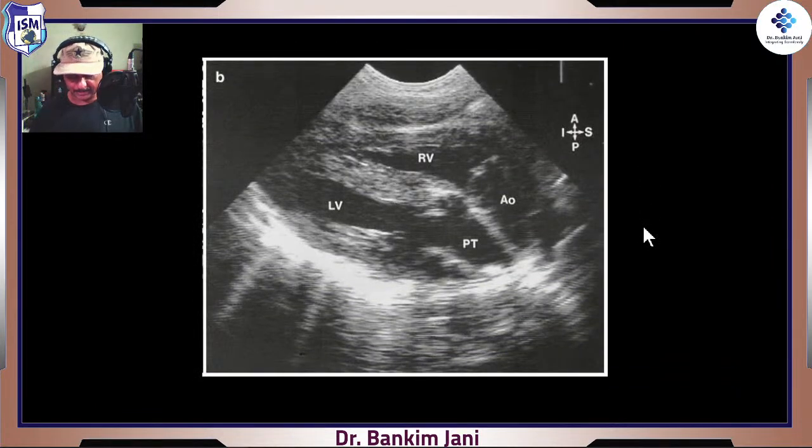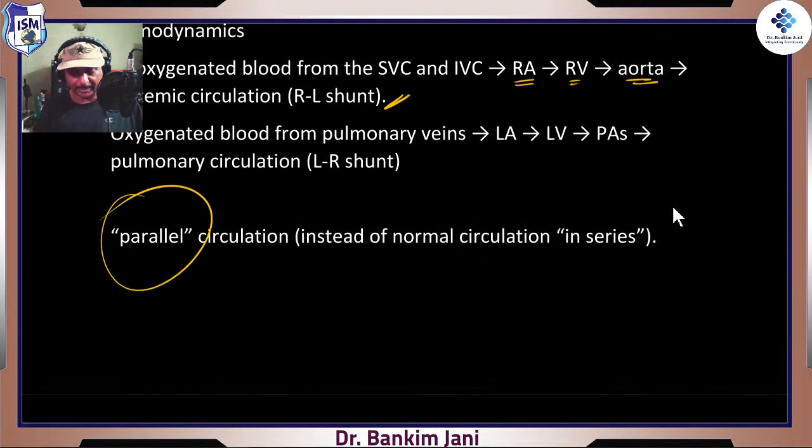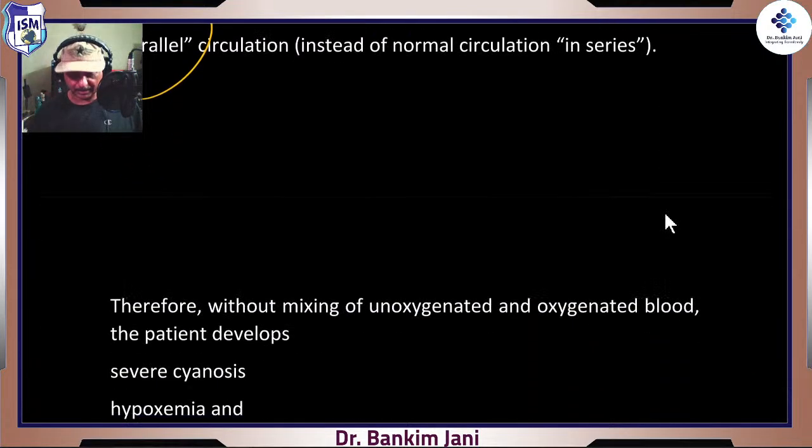Right, this is once again the echo: ascending aorta is from right ventricle and pulmonary trunk is coming out of left ventricle. Right, so here unoxygenated blood from superior vena cava, inferior vena cava, right atrium to right ventricle to aorta to systemic circulation. This is one, and then oxygenated blood from pulmonary to left atrium, ventricle to pulmonary arteries. That is pulmonary circulation, basically same as what we talked about, parallel circulation instead of normal circulation, which is in series, right? This is parallel circulation.